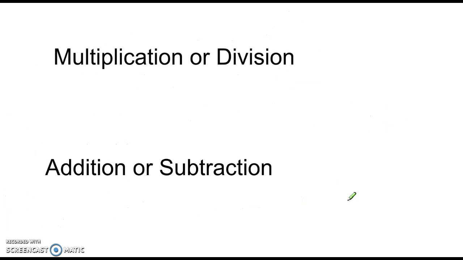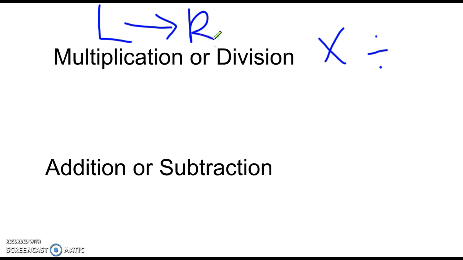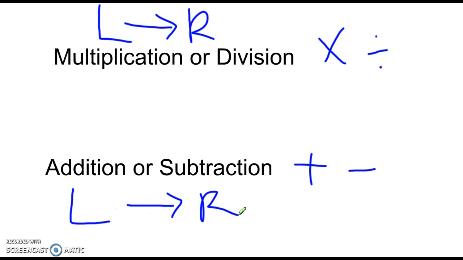All right, the main thing I want you to take away from that slide is that when you complete multiplication or division, move left to right. And when you complete addition or subtraction, you are also going to move from left to right. That'll be really important to remember when we get to our example problems. That is what we are going to start on next.